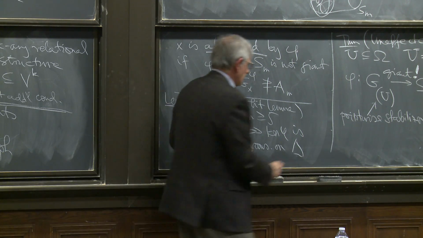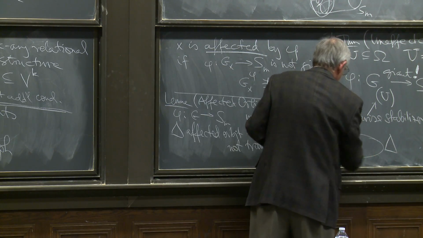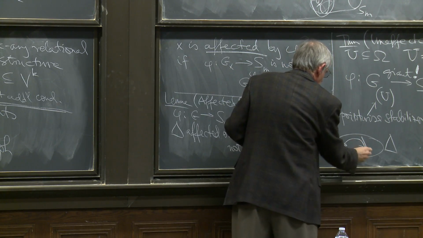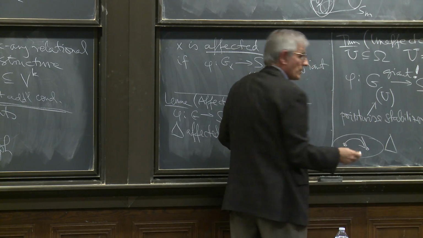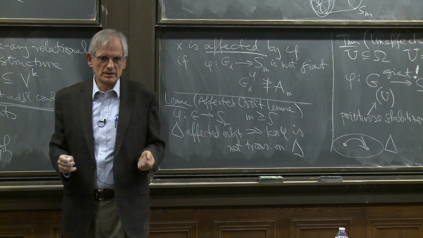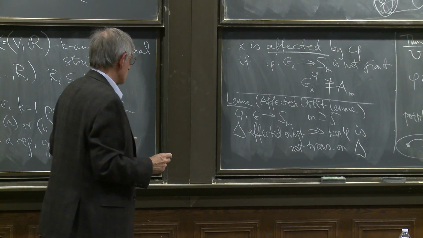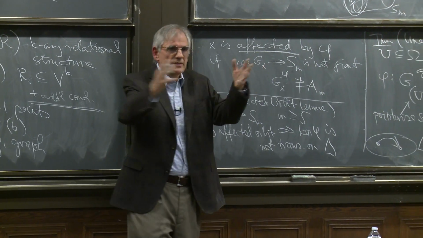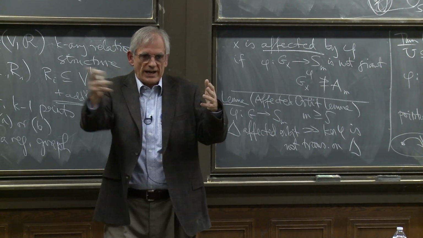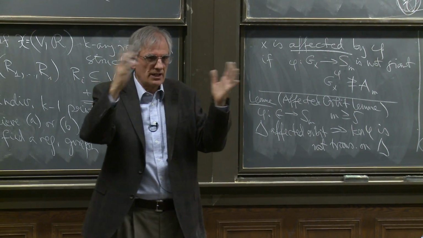A group is transitive if on, say, this is an orbit, it can take every element to every element of that set. Then it's transitive. So an orbit is a maximal set on which the group acts, so that it takes every element to every element.